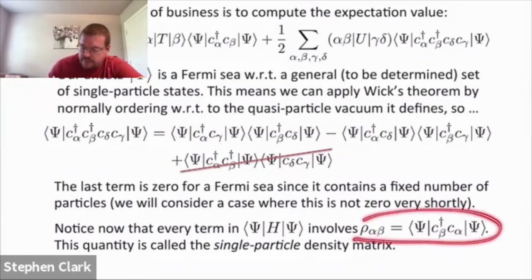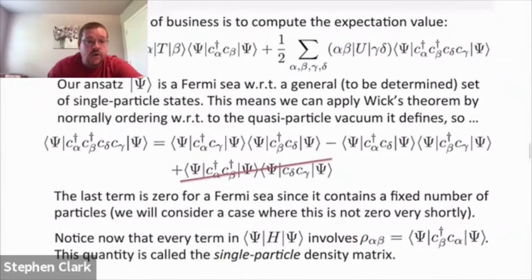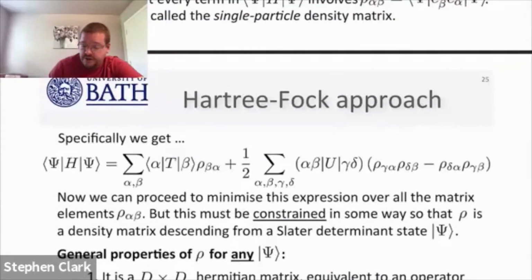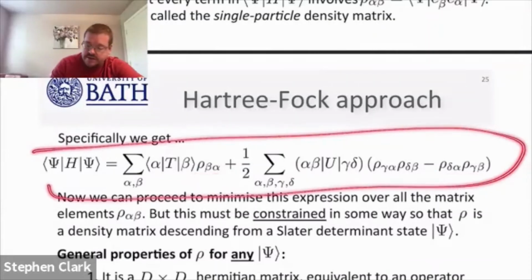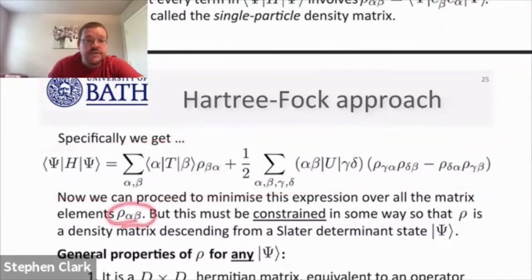So this is called the single particle density matrix, and its properties are really important for what we're going to do. You can see that the expectation value up here will depend entirely on this rho quantity. In fact, I've written it out here. This is what you get when you insert. These are the 2 terms that came from Wick's theorem, and this is just the single particle term. So we need to minimize this energy with respect to the matrix elements of rho alpha beta, but they must be constrained such that those matrix elements were derived from a Slater determinant, okay?